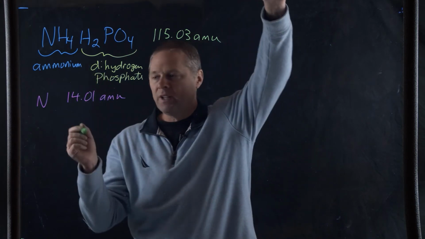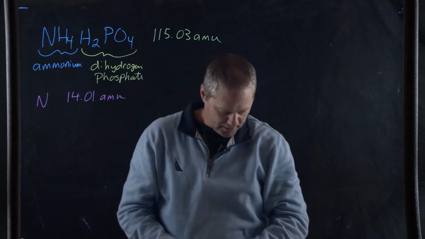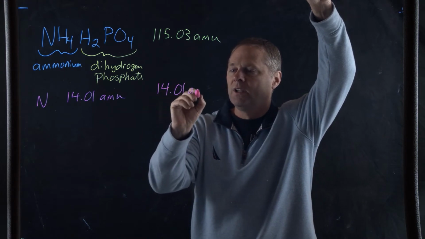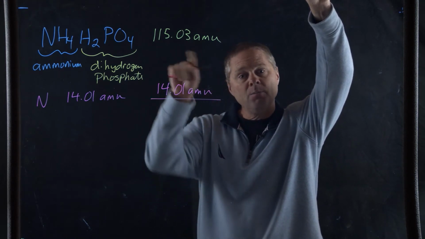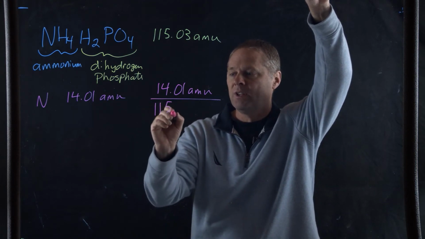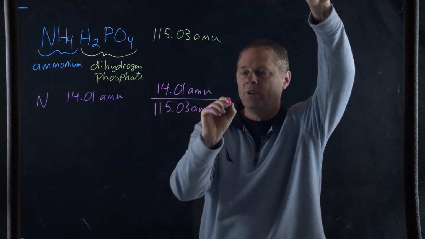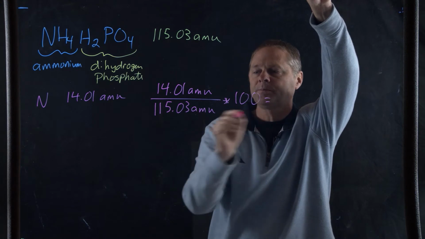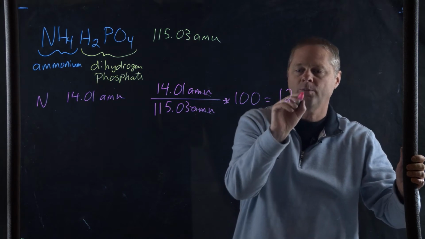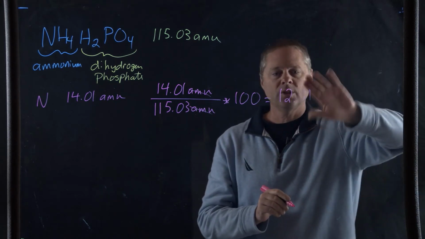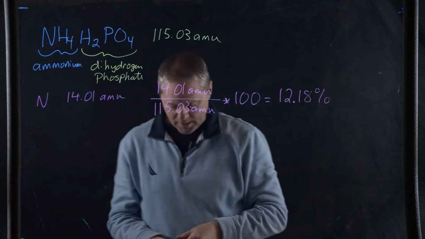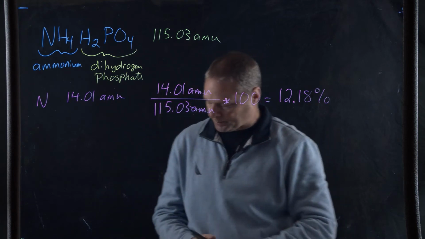Since we only have 1 nitrogen, it's going to be 14.01 AMU divided by the mass of our ammonium dihydrogen phosphate, which is 115.03 AMU. And then obviously we'll multiply that by 100. The AMUs cancel because we've got to have a unitless number here. And this becomes 12.18%. Sorry, I got that backwards.